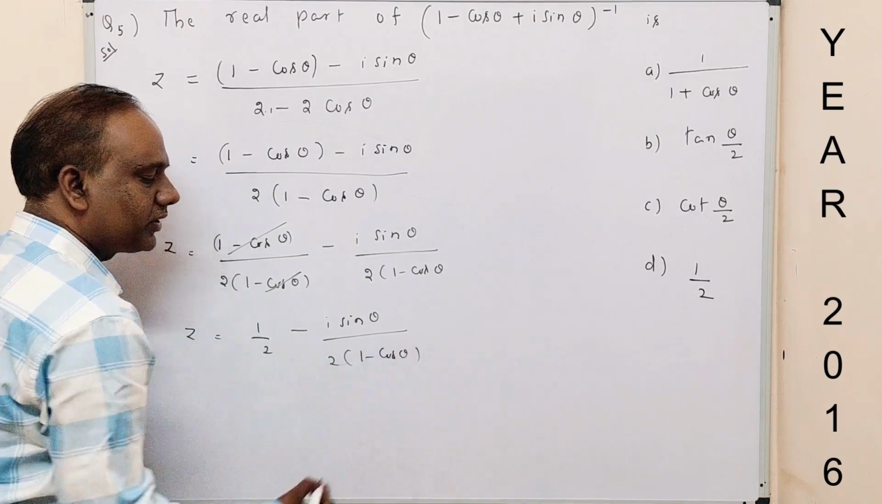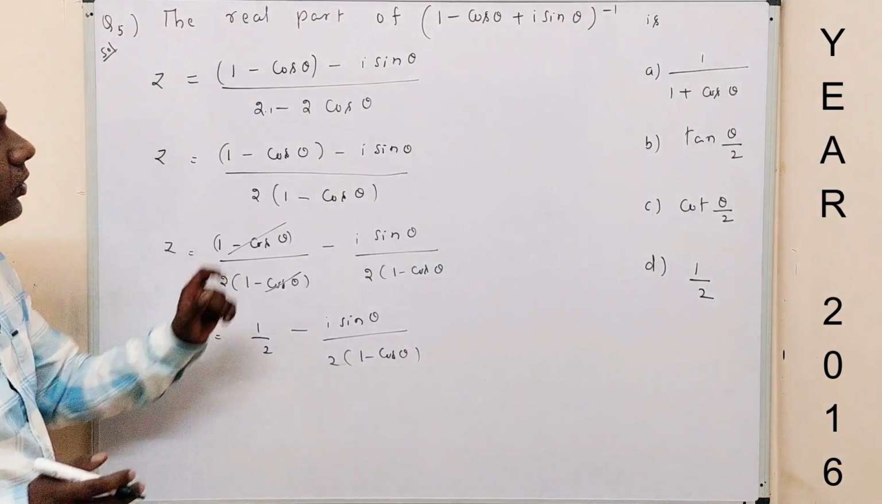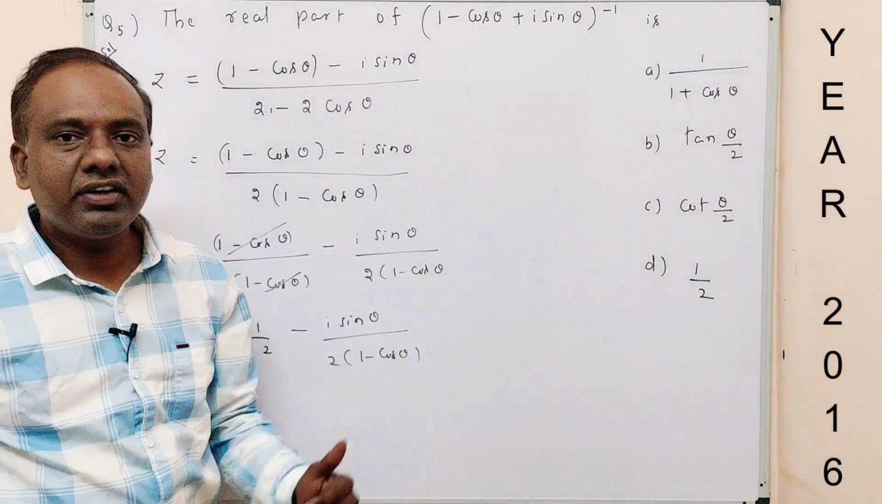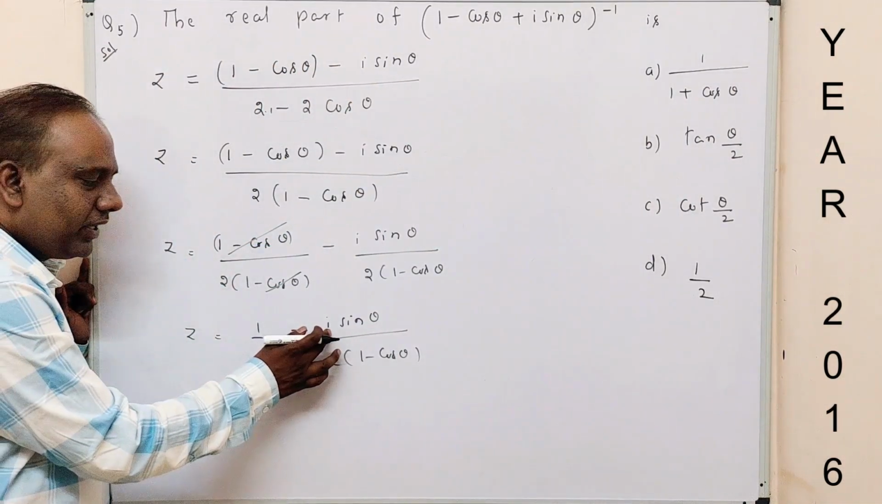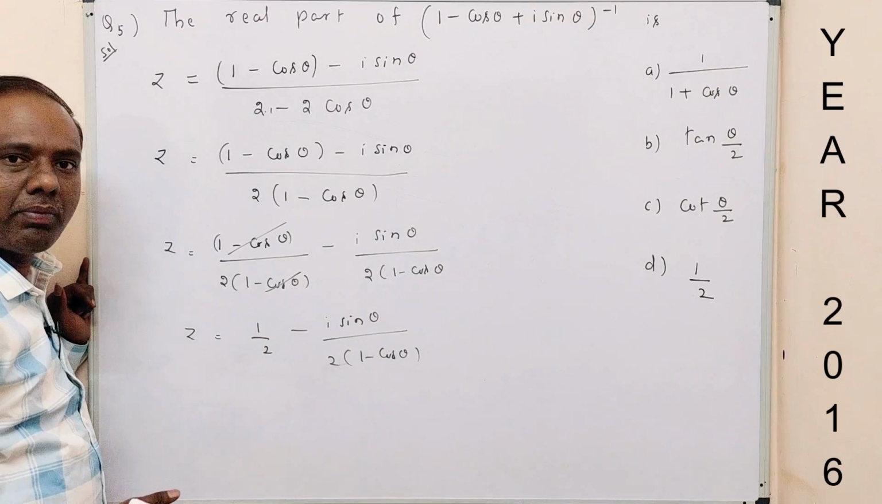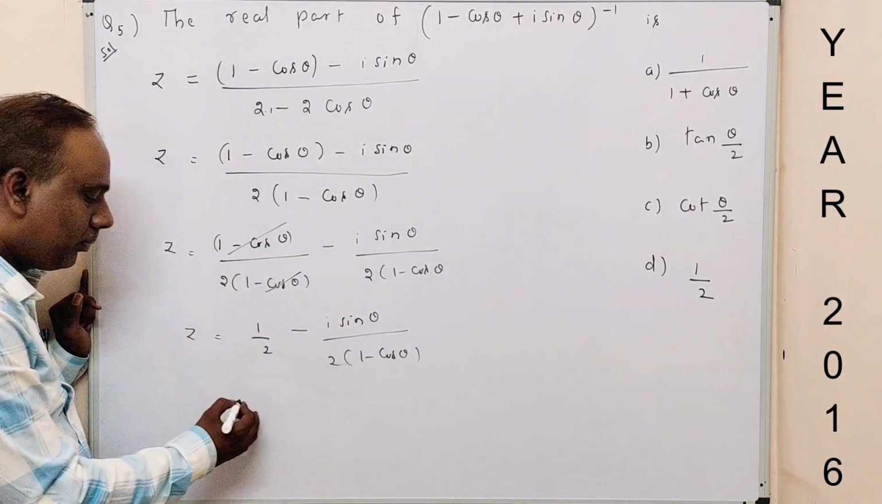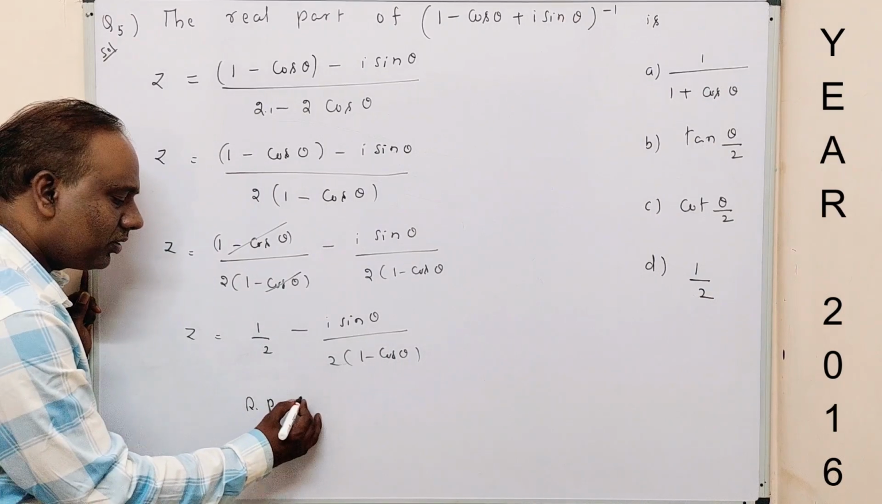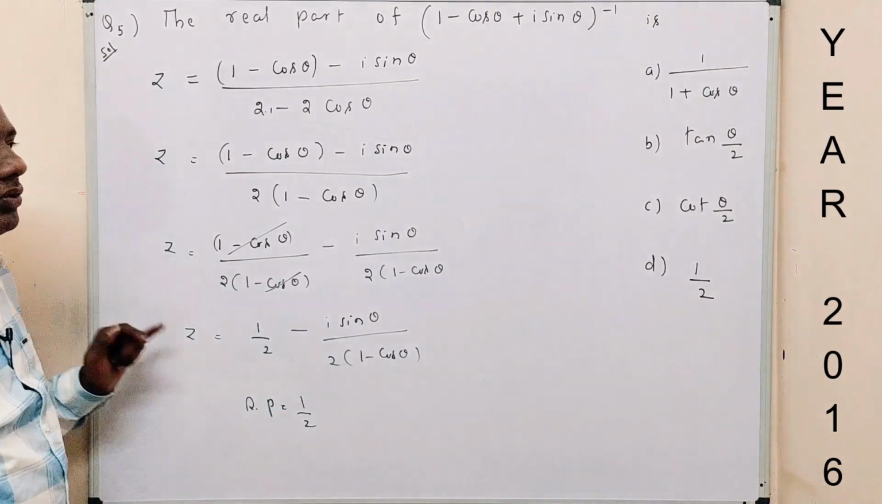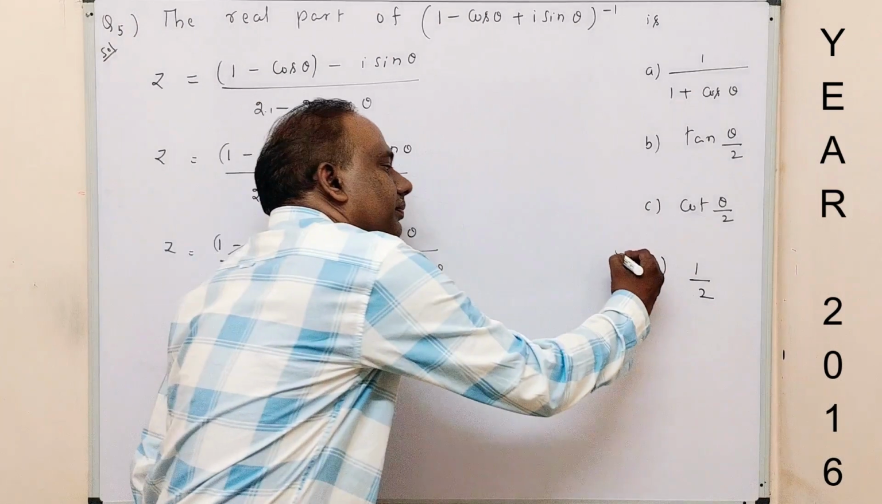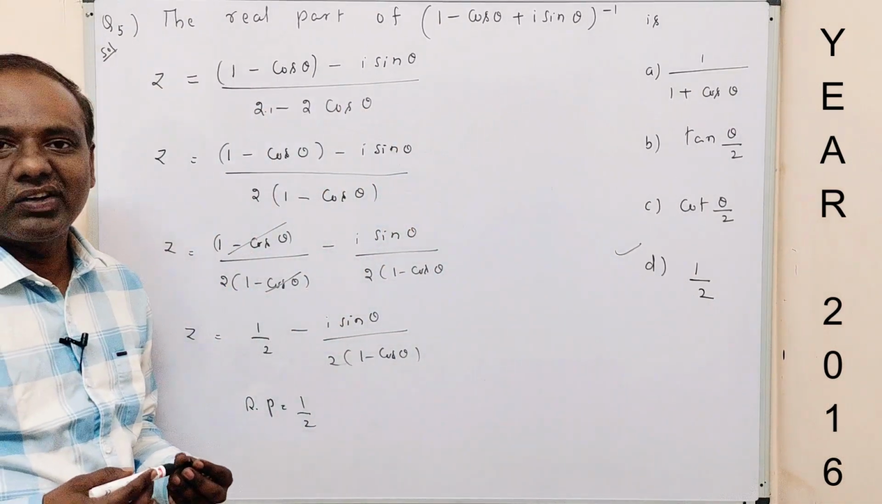Here the question is, they ask only the real part. Actually, the term with i is the imaginary part and this is the real part. Here the real part is equal to what? 1 by 2. So option D is the correct answer.